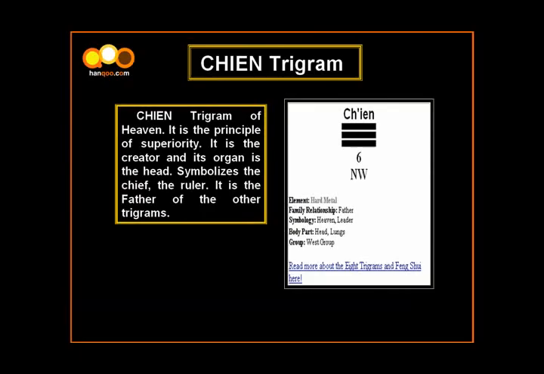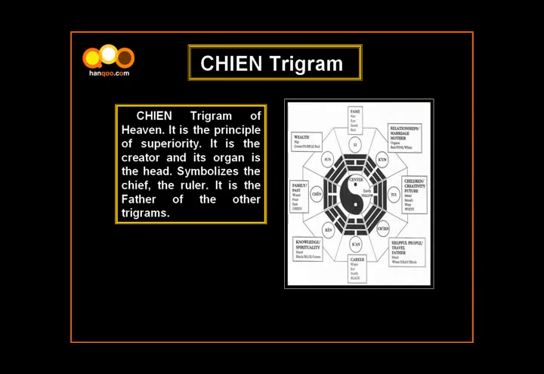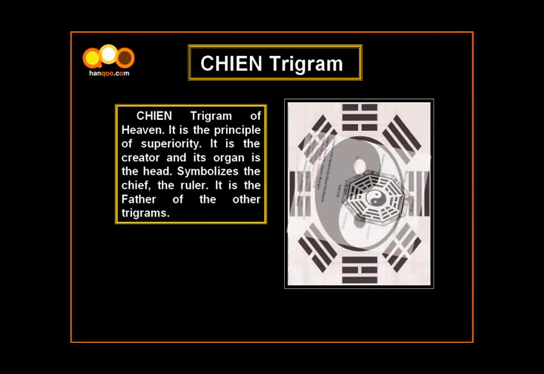Qian trigram of heaven. It is the principle of superiority. It is the creator, and its organ is the head. Symbolizes the chief, the ruler. It is the father of other trigrams.